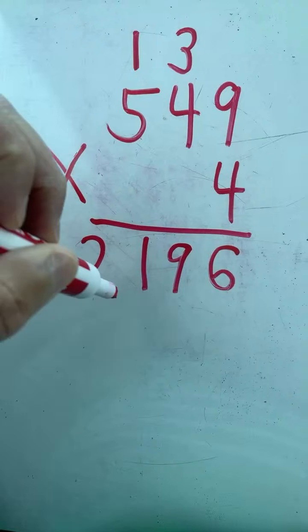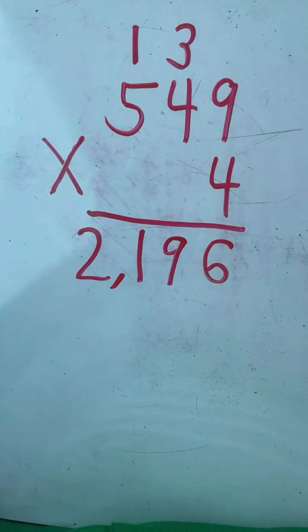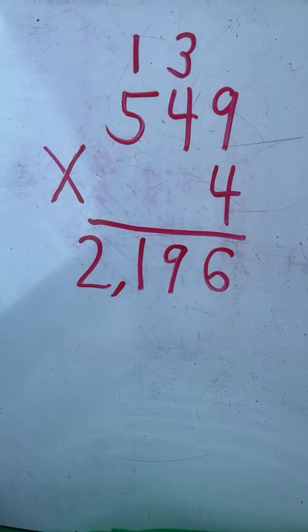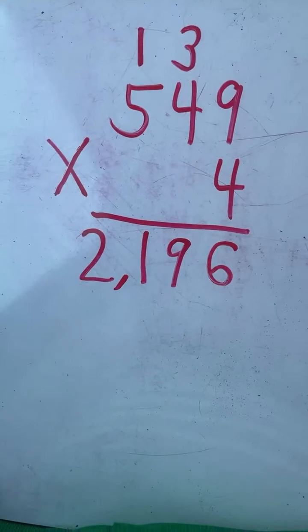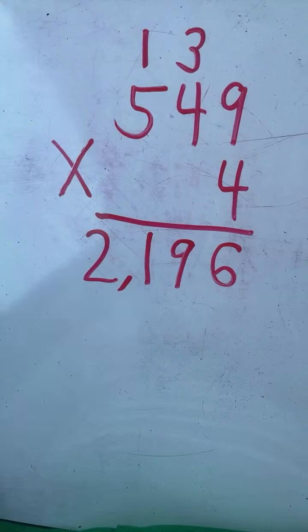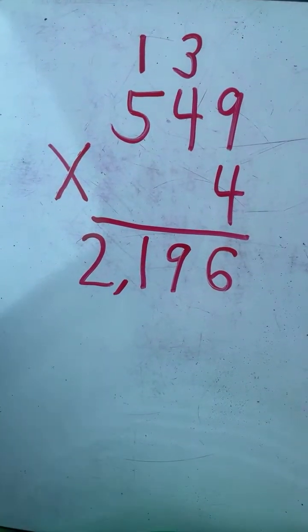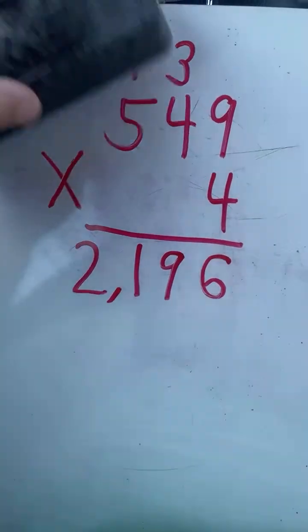And we have our final answer. 549 times 4 equals 2,196. All right, moving on to the next example problem.